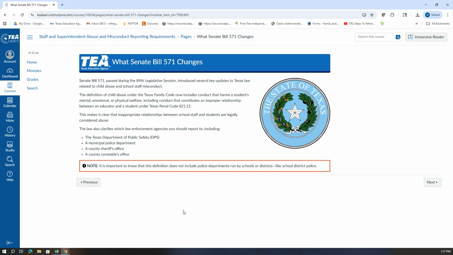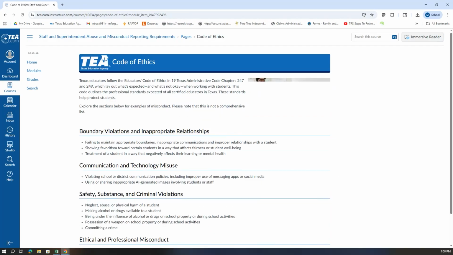The law also classifies which law enforcement agencies you should report to, including Texas DPS, a municipal police department, a county sheriff's office, or a county constable's office.